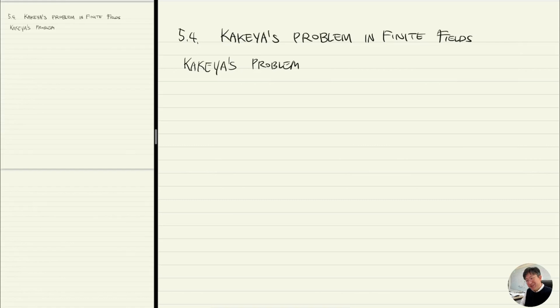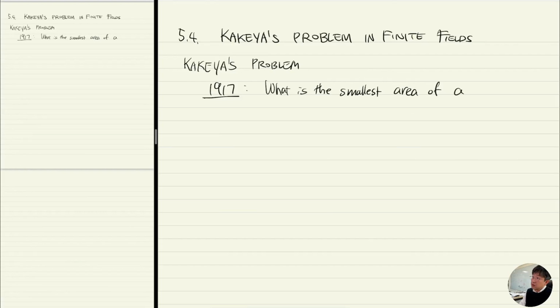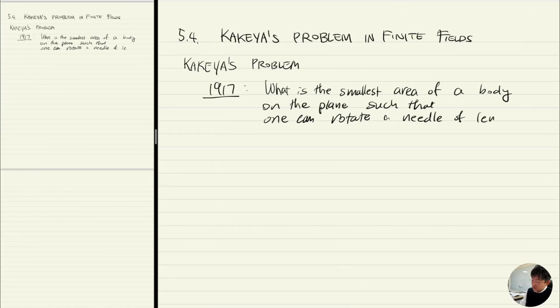Soichi Kakeya is a Japanese mathematician who posed the following problem. In 1917, he asked: what is the smallest area of some body on the plane such that one can rotate a needle of length 1 by 360 degrees?